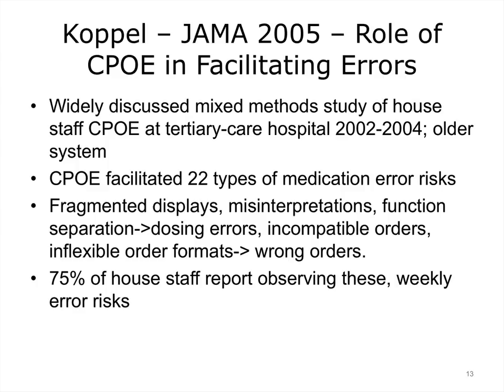Koppel's JAMA 2005 paper on how CPOE could facilitate errors was widely discussed. It concerned an older system at a tertiary care hospital. He found it could facilitate 22 types of medication error risks. The reasons included fragmented displays, misinterpretations, function separation, incompatible orders, and inflexible order formats, which led to wrong orders. He interviewed 90% of the staff. 75% of house staff reported observing these types of error risks weekly.